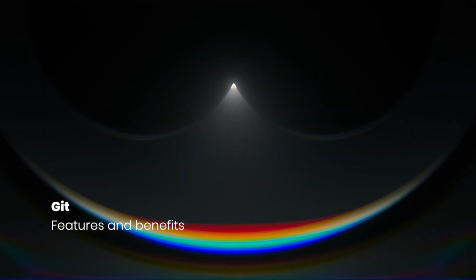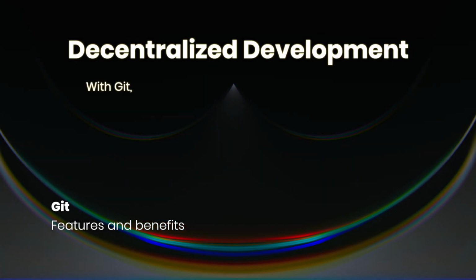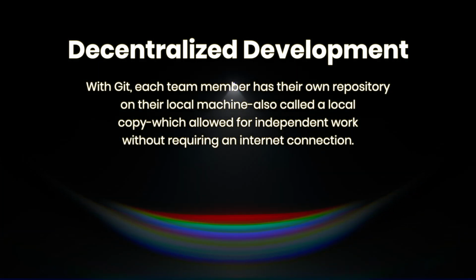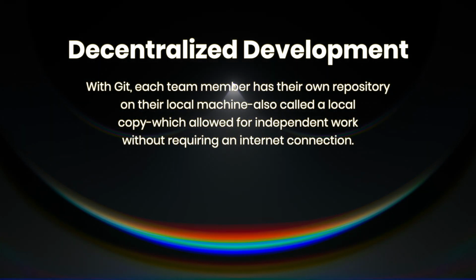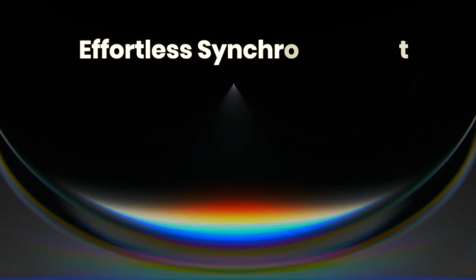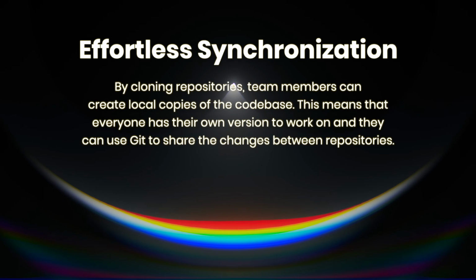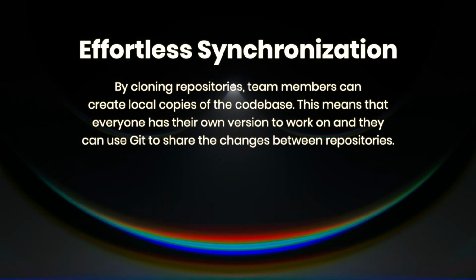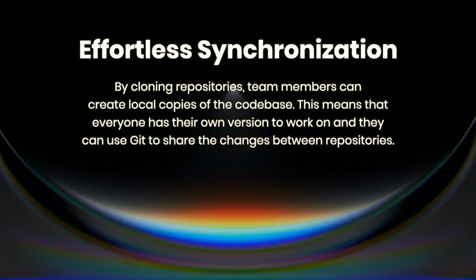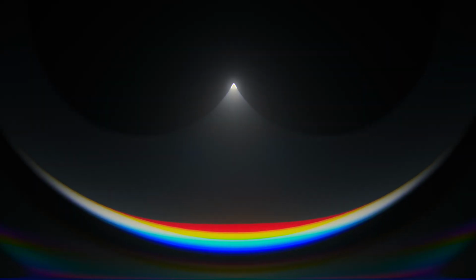Features and benefits of Git. Decentralized development. With Git, each team member has their own repository on their local machine, also called a local copy, which allows for independent work without requiring an internet connection. Effortless synchronization. By cloning repositories, team members can create local copies of the codebase. This means that everyone has their own version to work on, and they can use Git to share the changes between repositories. Now that we know what Git is and its advantages, we can start learning about the features that help us in collaborative development.